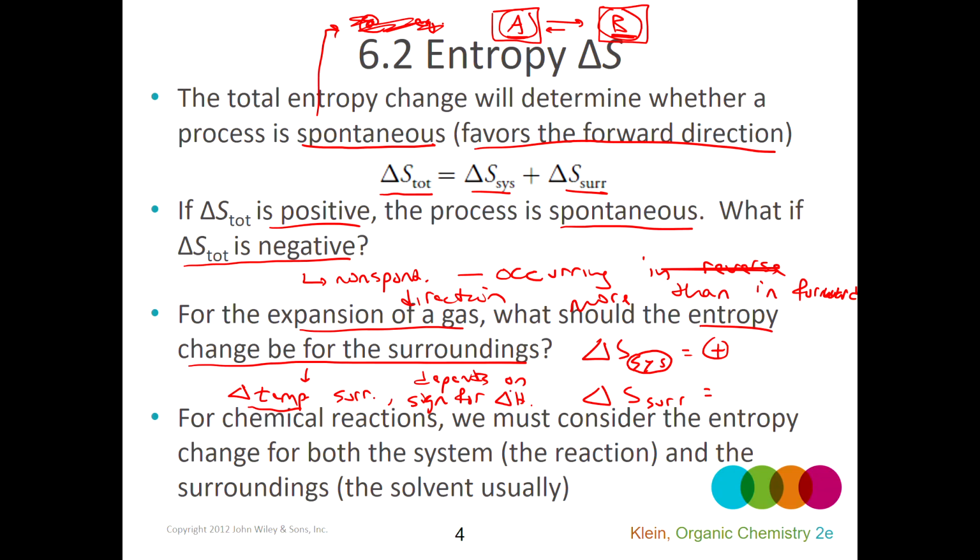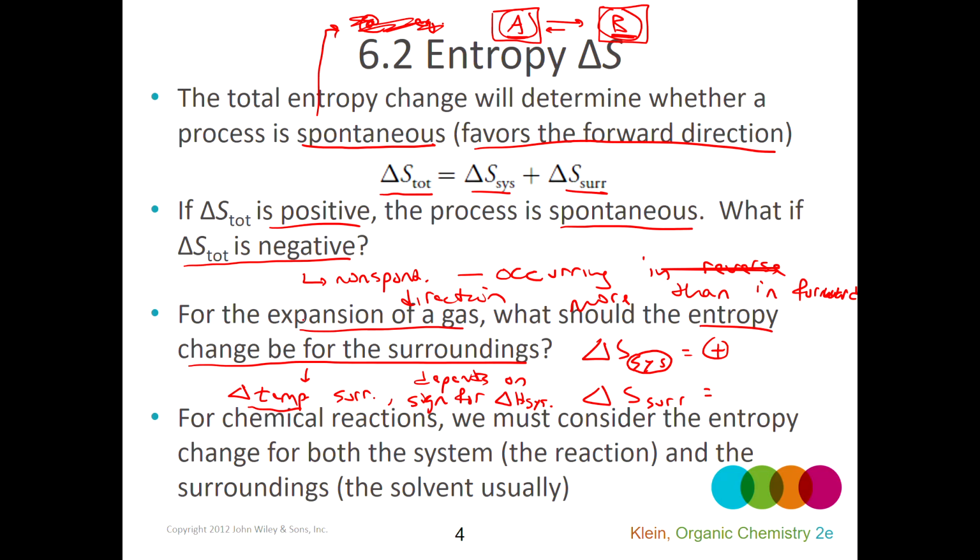So if the system releases energy, the surrounding temperature will go up, and that will increase the entropy in the surroundings, because if there's more temperature, there's more variety in the way the particles are moving around. If the system is absorbing energy from the surroundings, then the temperature of the surroundings will go down and the entropy of the surroundings will decrease.